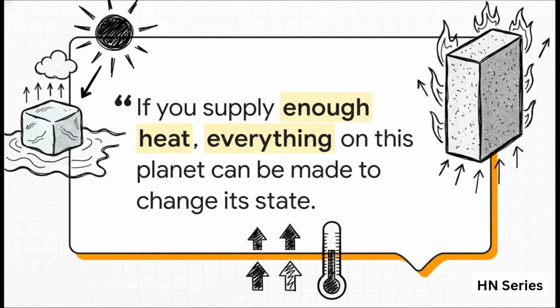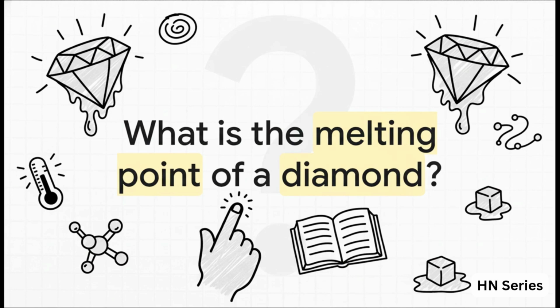These 5 changes pretty much govern the physical world as we know it. And here's the thing, it's not just about water. This principle is universal. I'm talking everything. A block of iron, a chunk of rock, everything has a melting point and a boiling point. It's really just a question of supplying enough energy to get there. Which leaves us with a really fun final thought. If everything really can change its state, what would it take to melt the hardest natural substance on Earth?